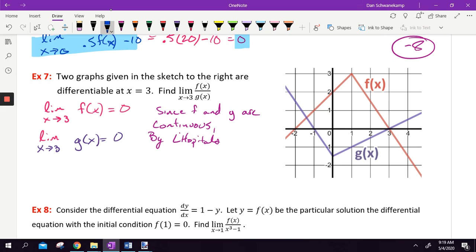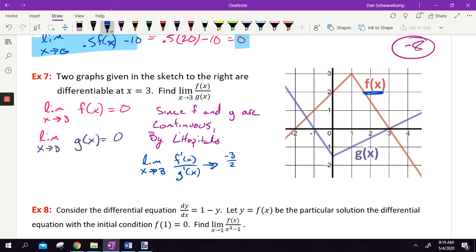Now we're going to take the derivative. So I'm going to find the limit as x approaches 3 of f prime of x divided by g prime of x. So what am I looking for in this graph if I want f prime? I'm looking at the slope. I'm going down 3 over 2, so that's negative 3 halves.